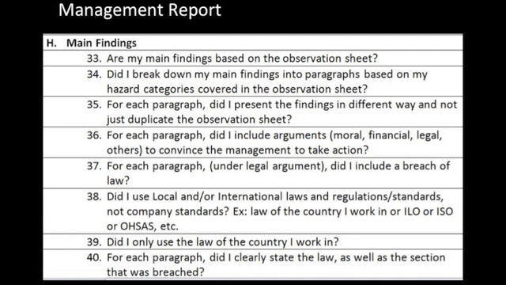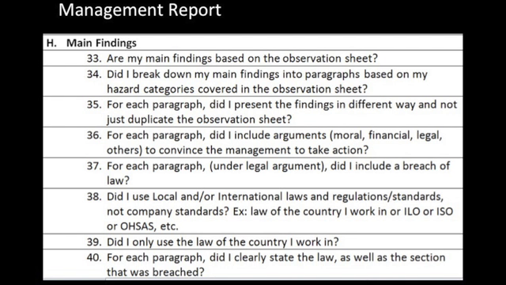Main findings, next. Are my main findings based on the observation sheet? This is how we evaluate, how we mark the papers. Did I break down my main findings into paragraphs based on the hazard categories covered in my observation sheet? For example, you can cover the fire hazards first, talk about them, then discuss generally the electrical hazards, then the chemical hazards, etc. For each paragraph, did I include arguments? When we say that, we mean, did I say moral arguments, financial arguments, legal arguments, etc. to convince the management to take action, yes or no?